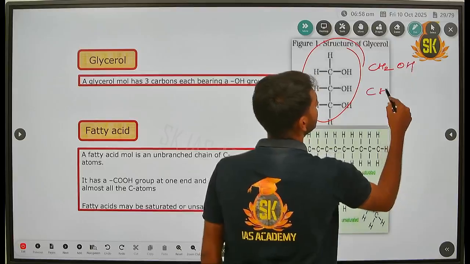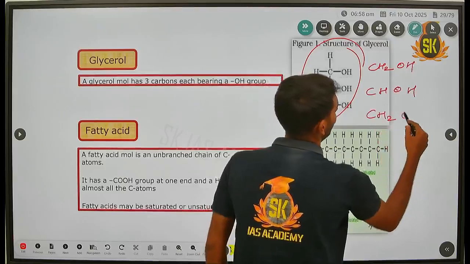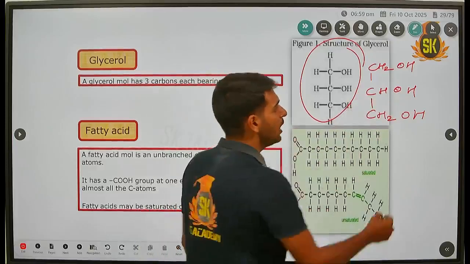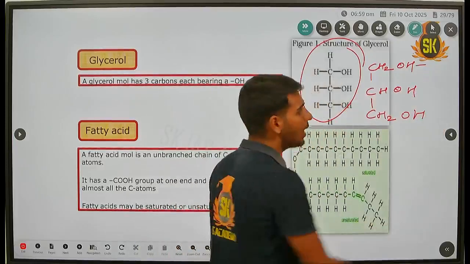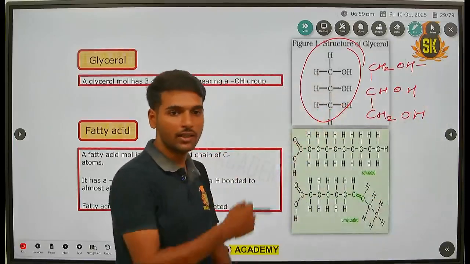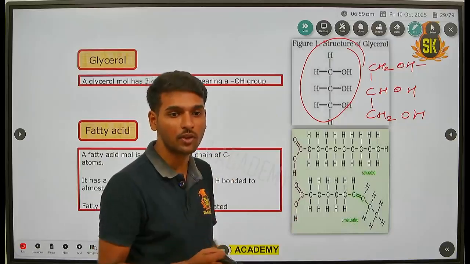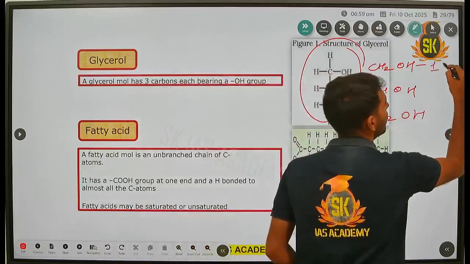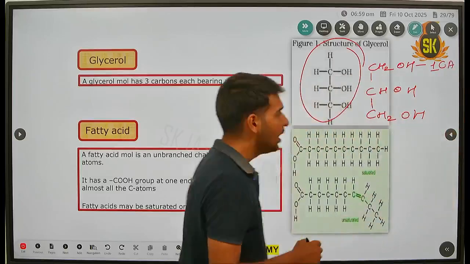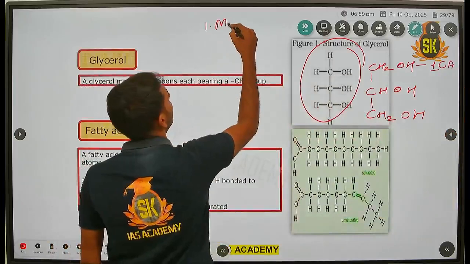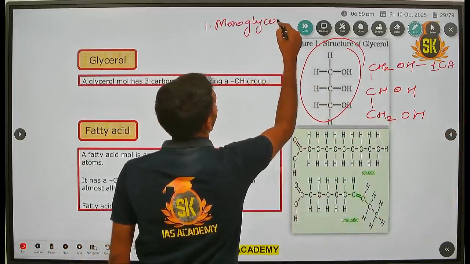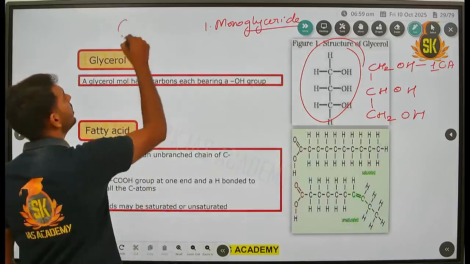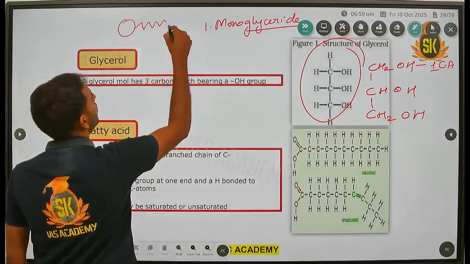CH2OH, CHOH, CH2OH. Carbons are connected. So this is your glycerol. Now, if in this alcohol group a carboxylic acid is joined by the formation of ester bond, if only one carboxylic acid is present, then it is considered to be a monoglyceride. So there is a head and there is just one tail.